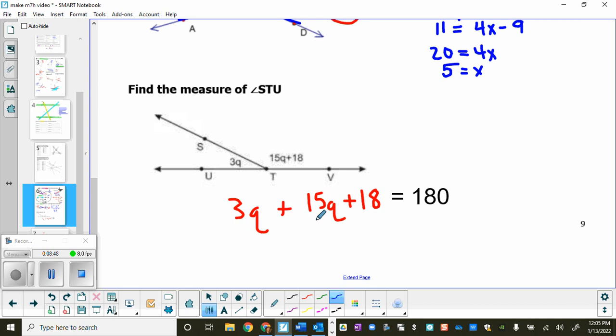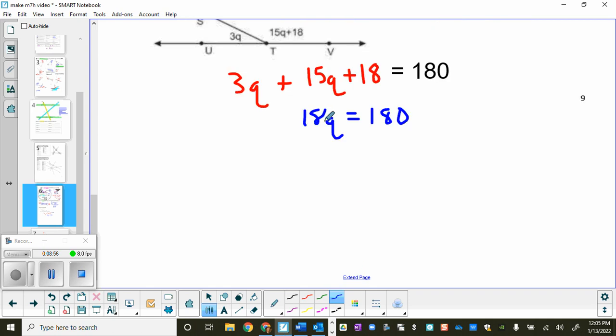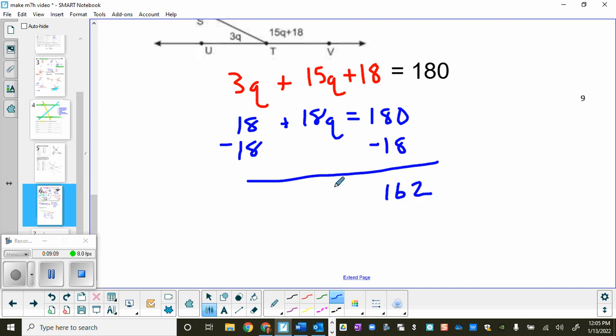When we combine like terms here, we get 18q equals 180. And if we, oh, sorry, I forgot about the plus 18. I got to put that plus 18 back, my bad. Plus 18. So we're going to subtract 18. Subtract 18. So we get 162. And when we divide that, we get that q equals 9.